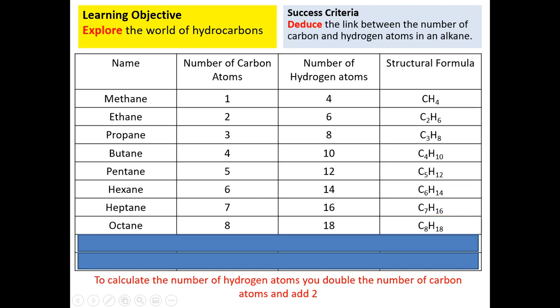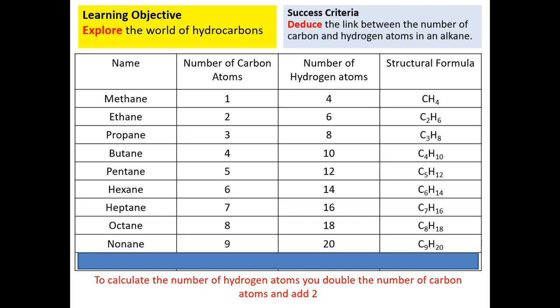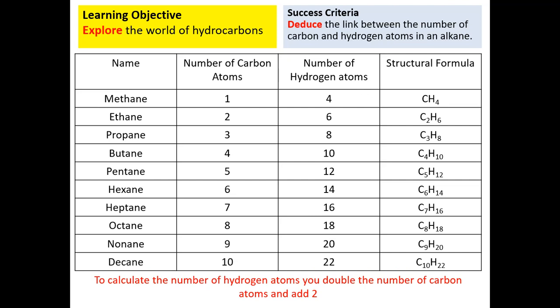Octane, 8-sided octagon, is 8-sided shape. So we've got 8 carbon atoms for octane, 18 hydrogen atoms, C8H18. Nonane is the 9 carbon atoms, 20 hydrogen atoms, C9H20. And lastly, decane, giving 10 carbon atoms, 22 hydrogen atoms, C10H22.